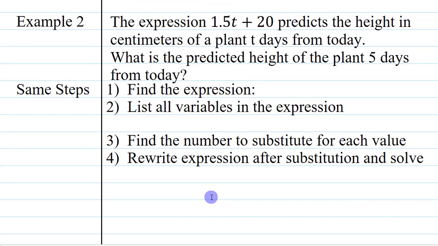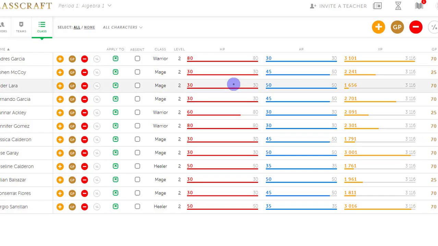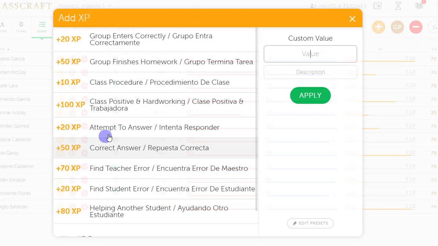So, this expression, 1.5t. Oh, wait, sorry, I don't want to read it. Let's give someone else the XP. Who wants to read this one? Julian. Oh, thank you. 1.5t plus 20. Keep on reading, thank you. Read the whole thing? Yes, please. The expression 1.5t plus 20 predicts the height in centimeters of a plant t days from today. What is the predicted height of the plant 5 days from today? Perfect, thank you. So let me go over here, get your XP.